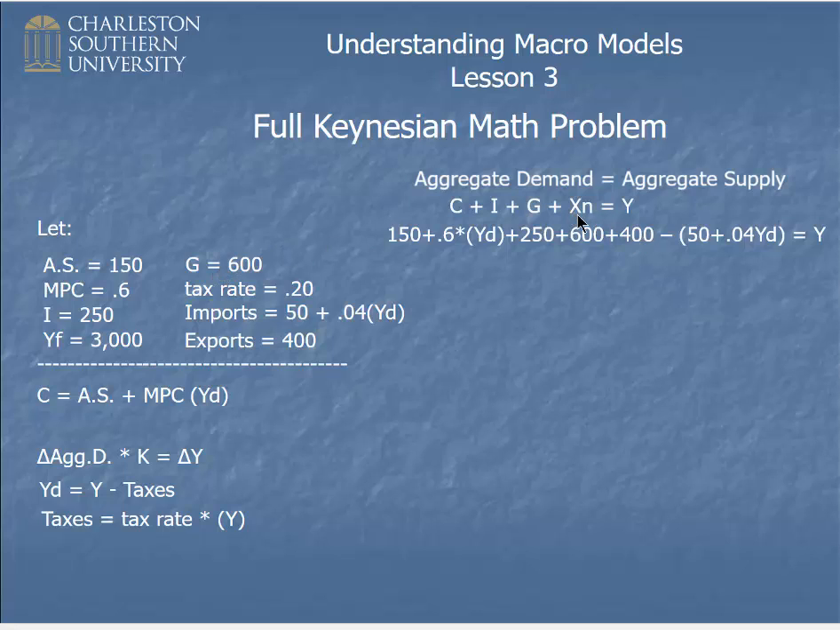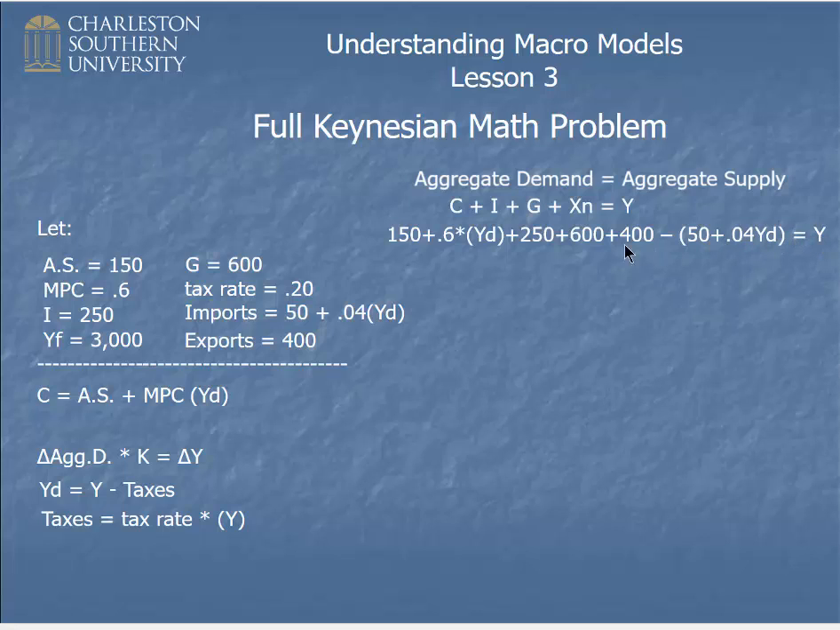Now remember, what is the formula for net exports? It is exports minus imports. So exports were 400, that's where that came from, minus imports, and imports were 50 plus 0.04 YD. That's this thing right here. One more time now. Consumption plus investment plus government spending plus exports minus imports equals Y.